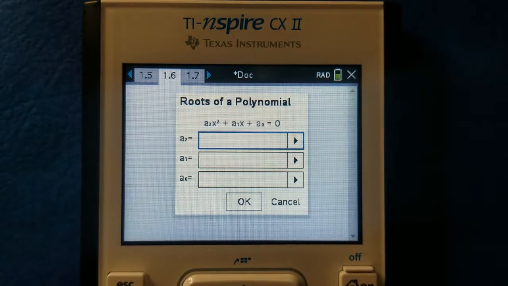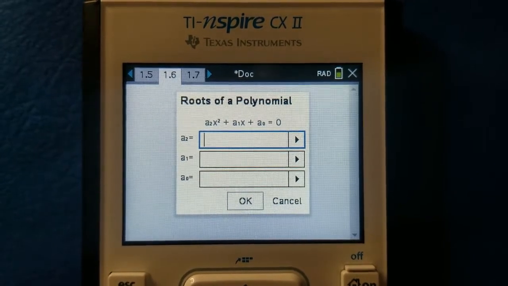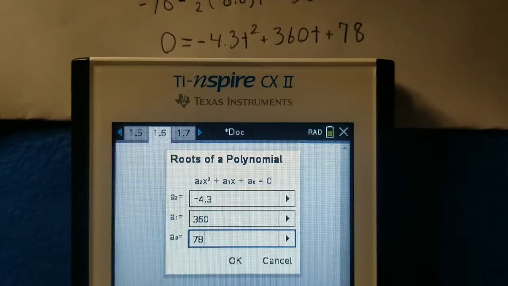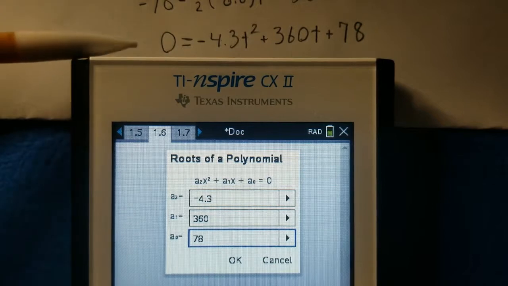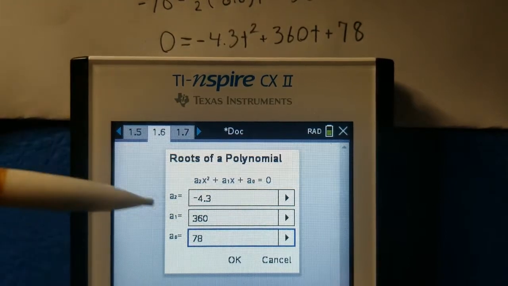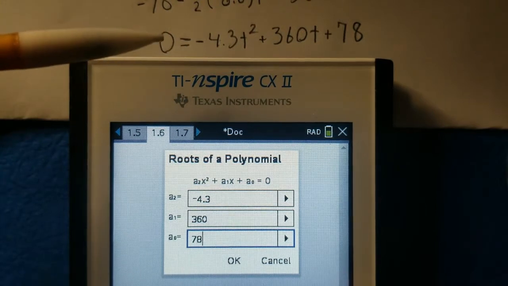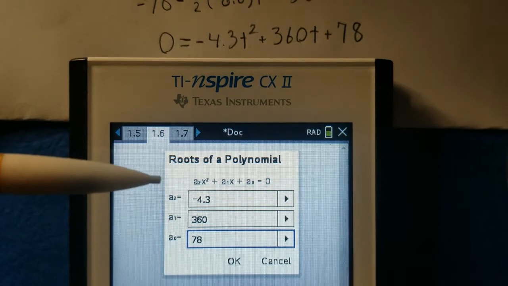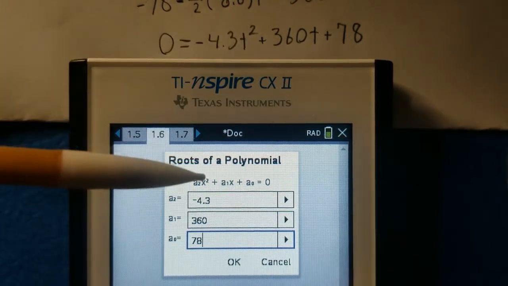So now we just insert the variables that we had from our equation, which, as you probably don't remember, are these numbers. Okay, we now have our variables in, and as you can see, the equation that we wrote down reflects the model that is given to us. So our negative 4.3t squared is the same as theirs, a2x squared, which we put in here, and the same goes for the other two.